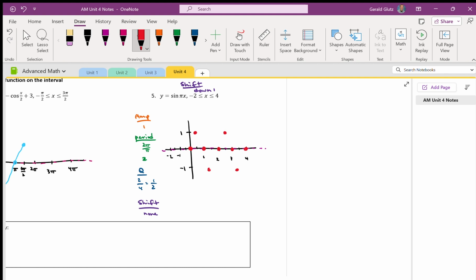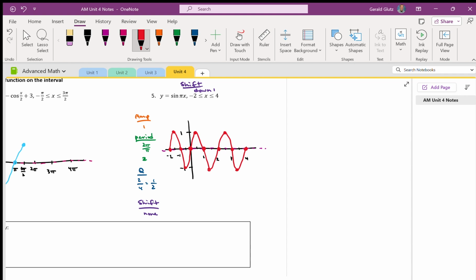On the left side, I need to go to -2. So I would be going down, up, up, down. So our sine graph, and the reason it's so squished together is because our period is smaller than normal. Our period is only 2 instead of 2 pi. So 2 pi is kind of around 6.3 or so.